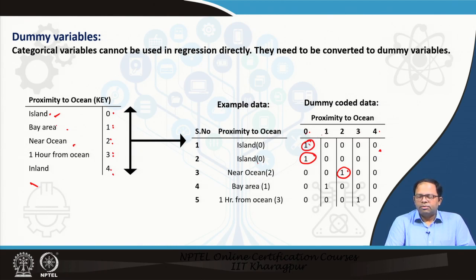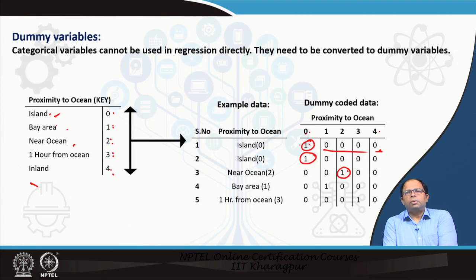This is just for explanation, we have used 4, but actually when we put them in the model, we will only take 4 of them, because if all of them are 0, obviously the final one would be 1. So that is the idea that goes behind this, taking 4 instead of 5 variables.